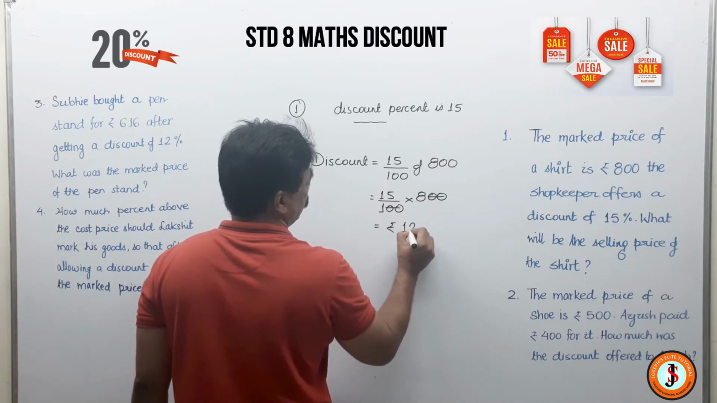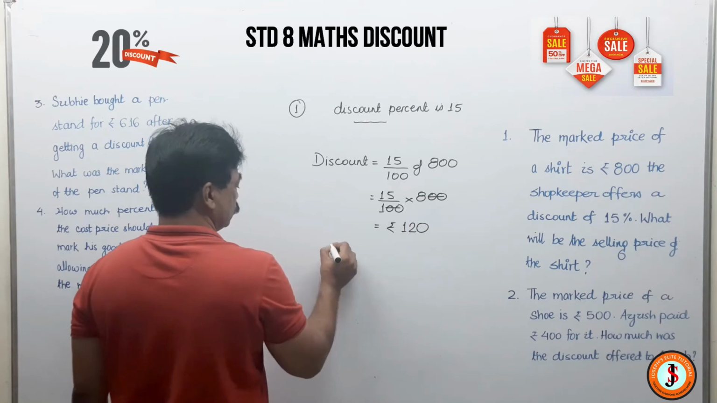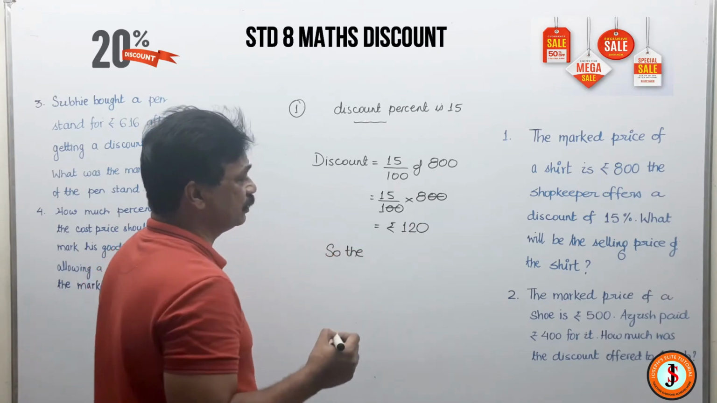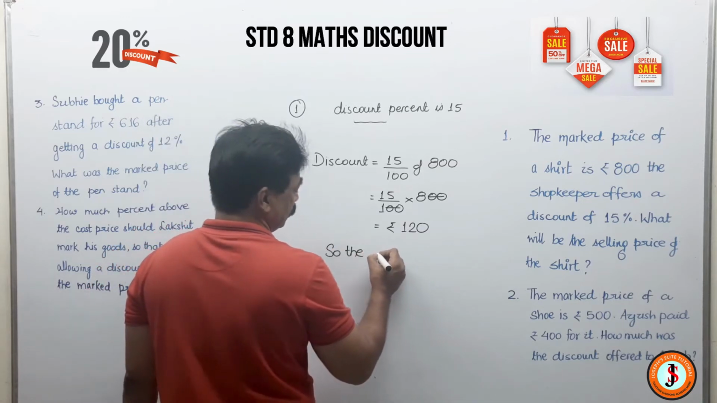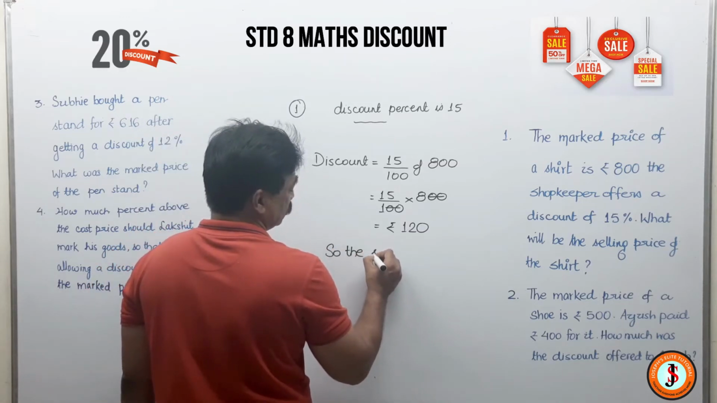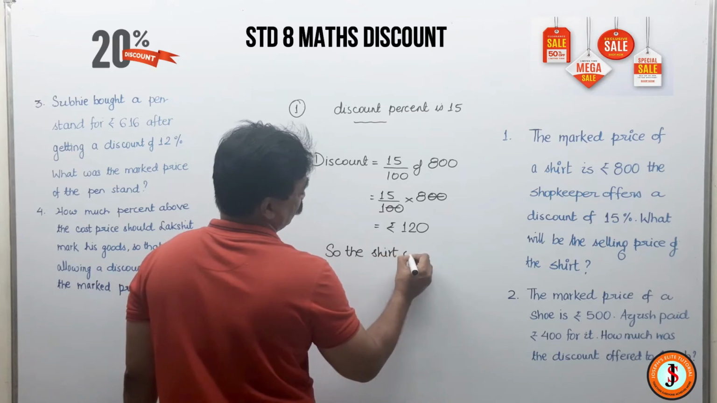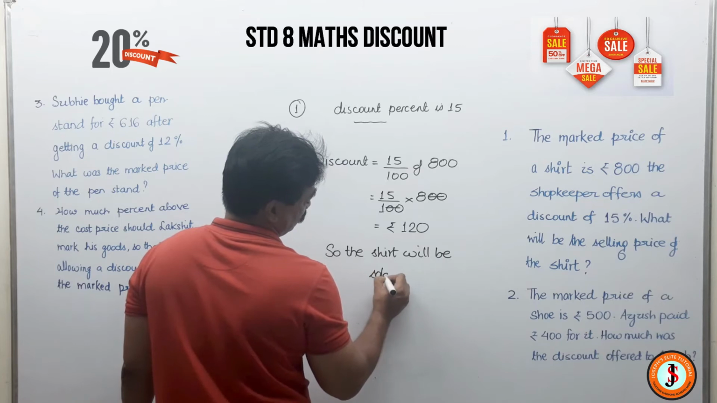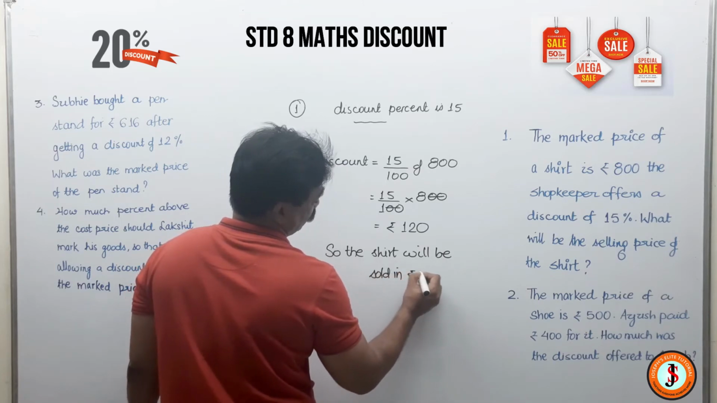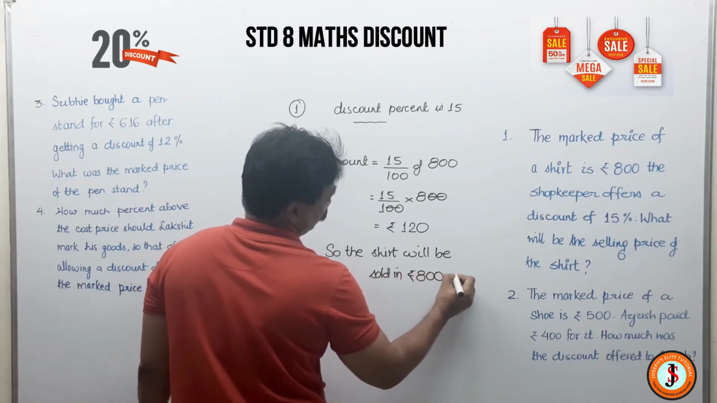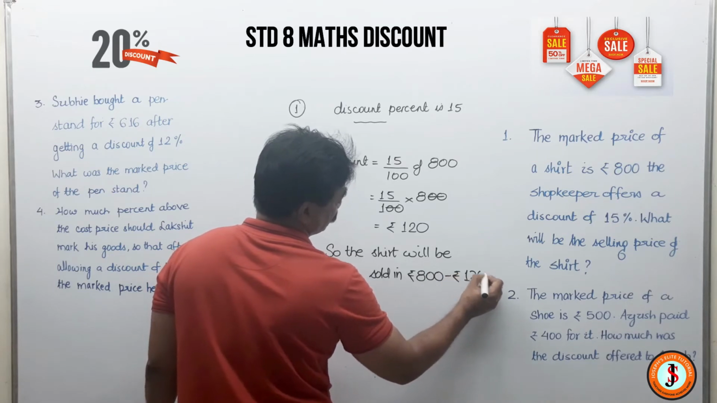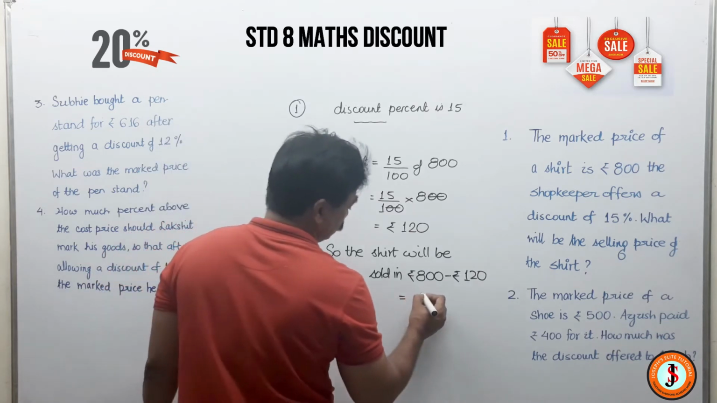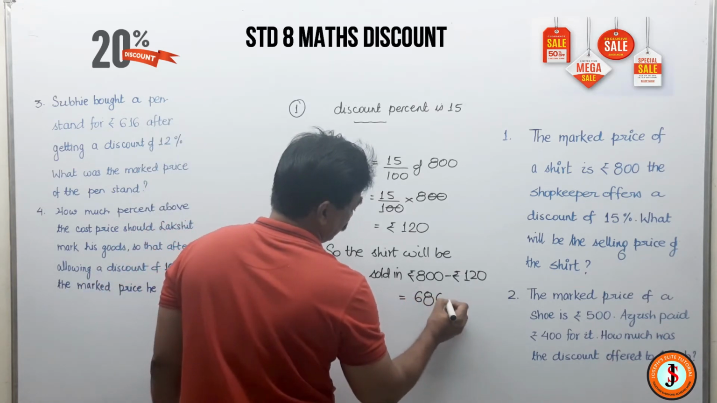rupees 120. So the buyer will get the shirt in how much? The shirt will be sold in rupees 800 minus rupees 120. That is equal to how much? That will be equal to 680 rupees.